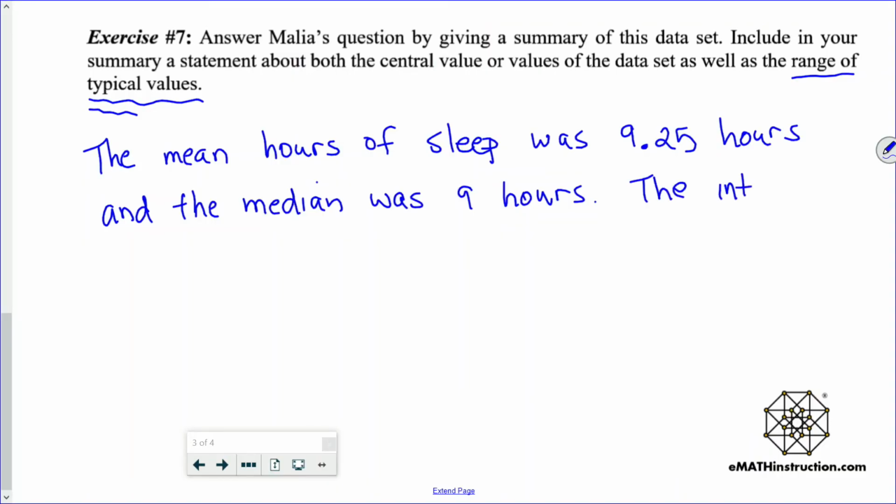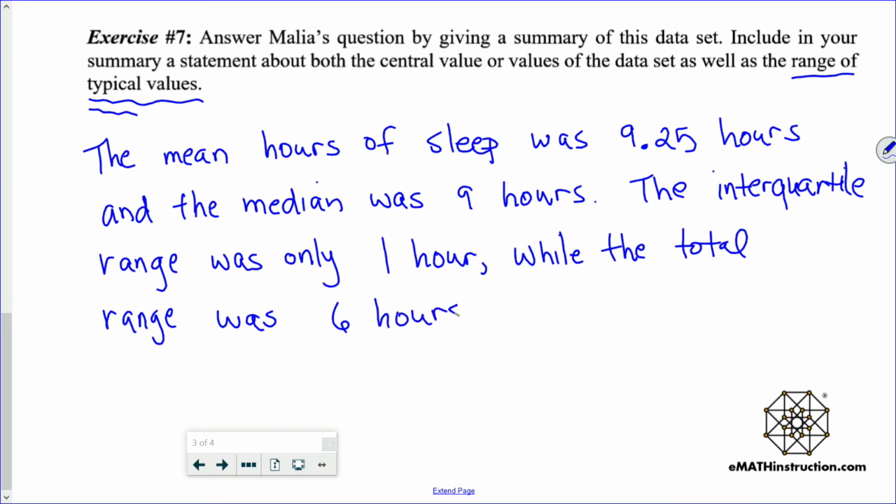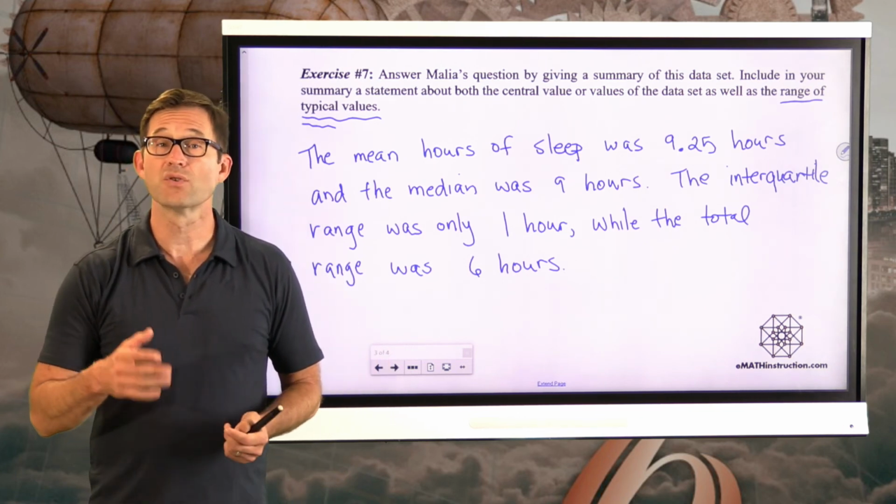So we would then maybe say the interquartile range was only 1 hour, and maybe I'll throw in the actual range, while the total range was 6 hours, right? And that gives us a beautiful summary that answers Malia's question.